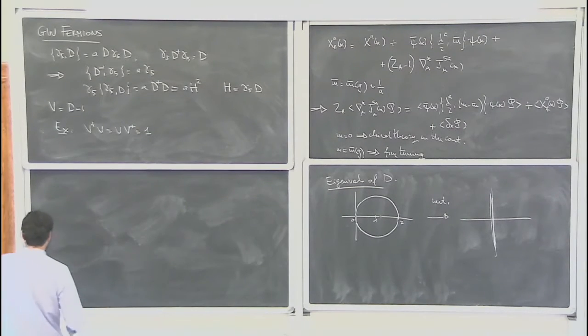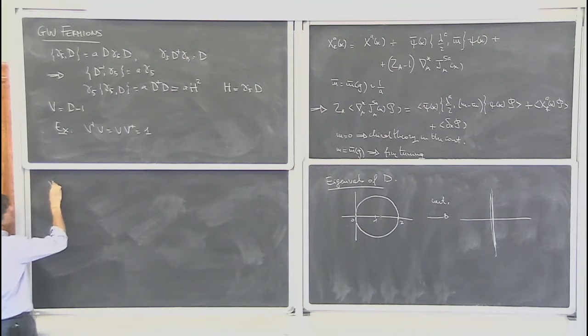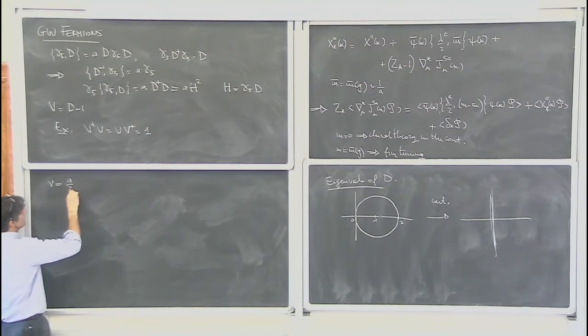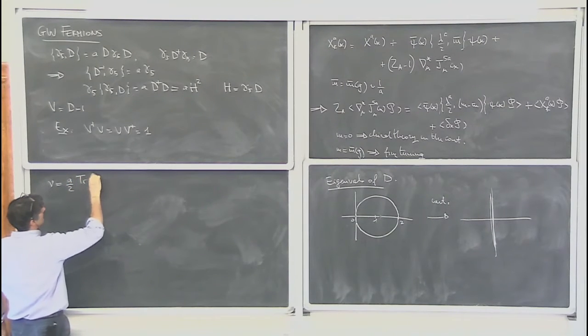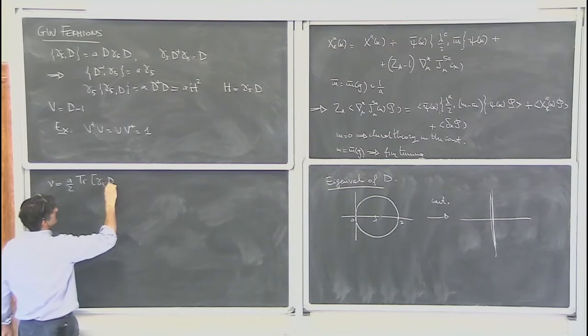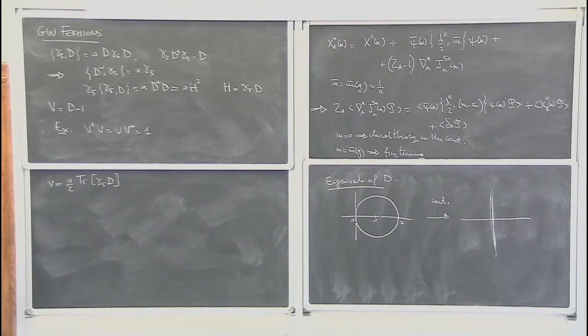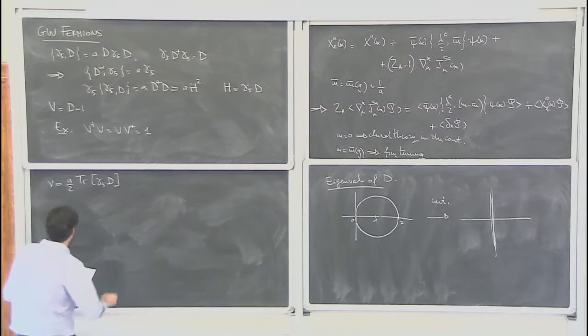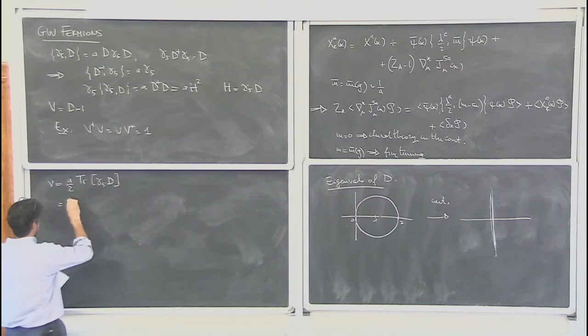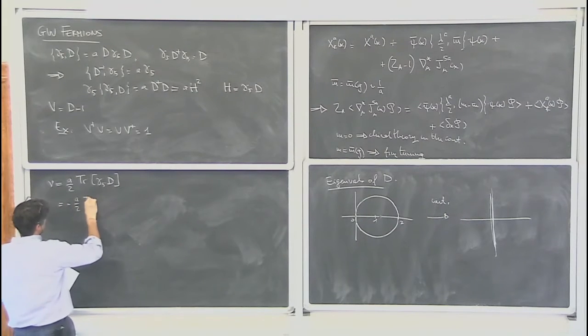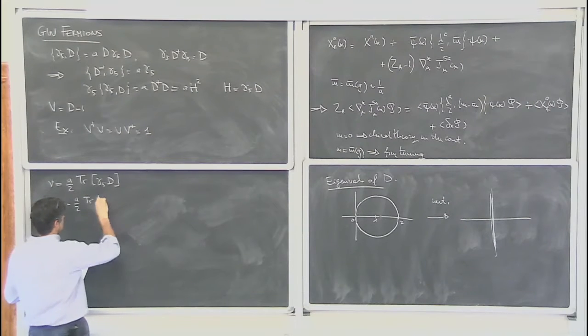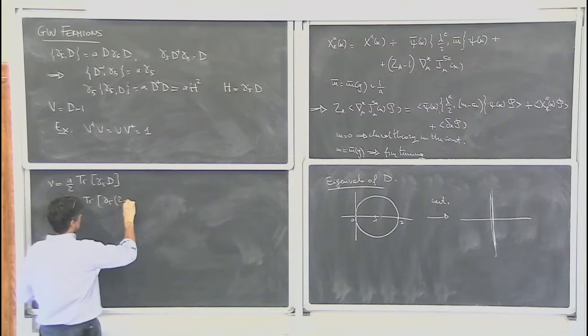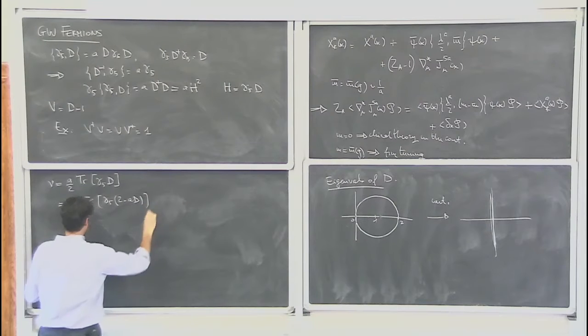So, if you consider a quantity I'm going to call nu, which is a over 2 times the trace of gamma 5 D. Where the trace here is over all indices, so position, color, spin. Now, you can rewrite this as minus a trace of gamma 5 times 2 minus a D.